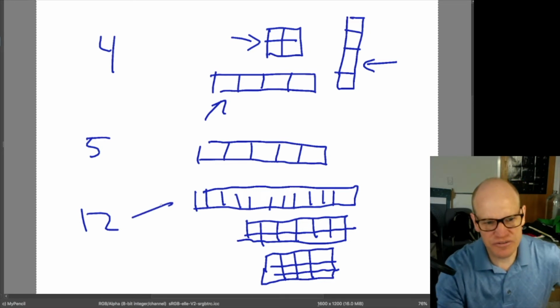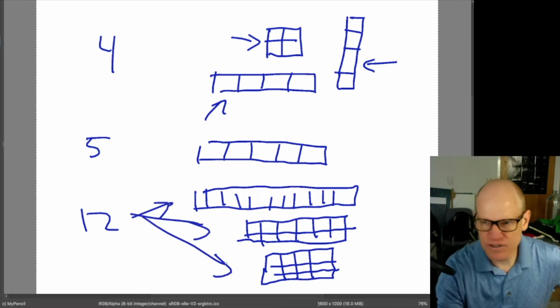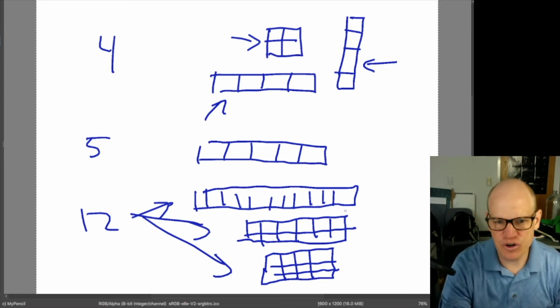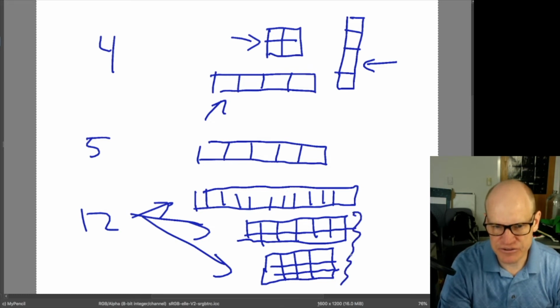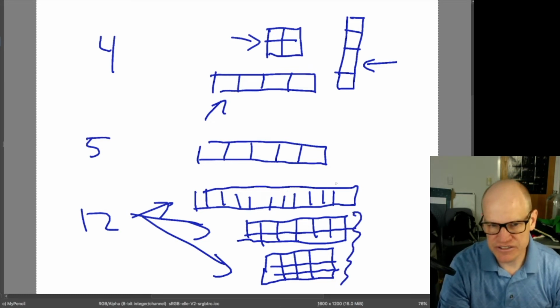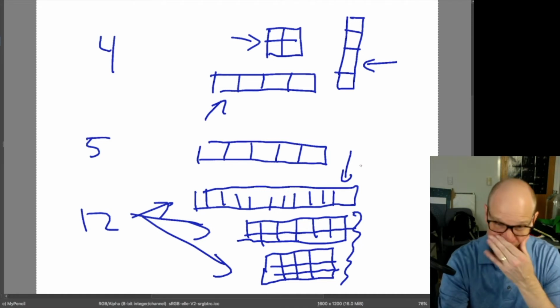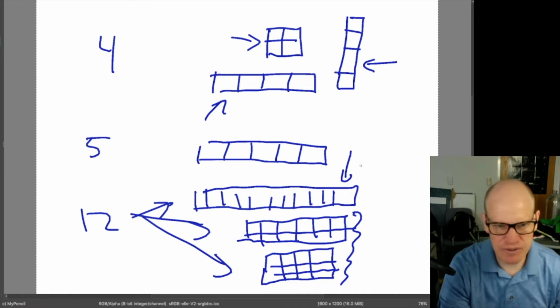So these are all the different ways that you can factor 12: 1 times 12, 2 times 6, 3 times 4. And so if you can have any of these kinds of factorizations, then it's composite. If you can only have this kind of factorization, then it's prime. That's another way of thinking about prime numbers.